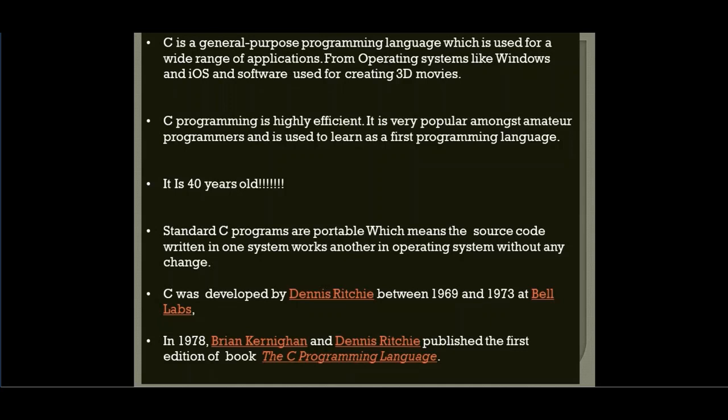So, C was developed by Dennis Ritchie between 1969 and 1973 at Bell Labs. In 1978, Brian Kernighan and Dennis Ritchie published the first edition of the book, The C Programming Language. I think Dennis Ritchie and Kernighan should be given the Nobel Prize, right? To make programming so fun and so easy for everyone, not just geeks and nerds who spend the whole day learning binary language or assembly language, but for everyone who's just interested in learning programming using a simple English-like language.